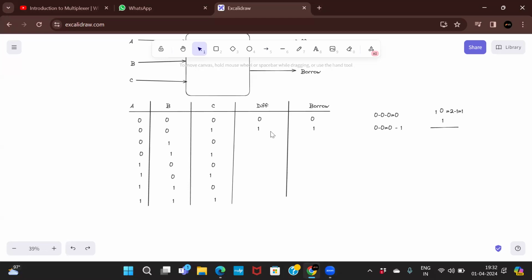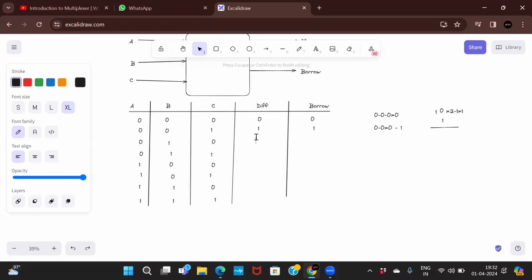Now similarly, again we have 0 minus 1. That is the same. For that, what will we do? Take one borrow and do it. So 0 minus 1, what will be the output? It means, what will be the difference?